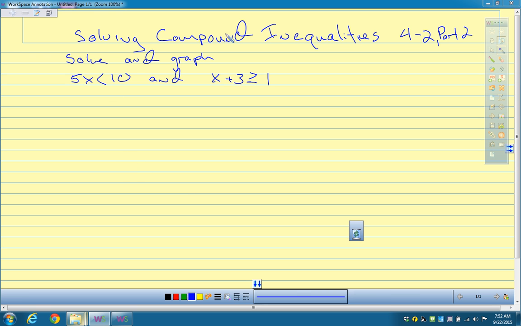So this is solving compound inequalities, part 2, solve and graph. If you see something like this, that's called a compound inequality. It's got 2 parts to it. And there's an example in your homework of a real life problem that would deal with this.